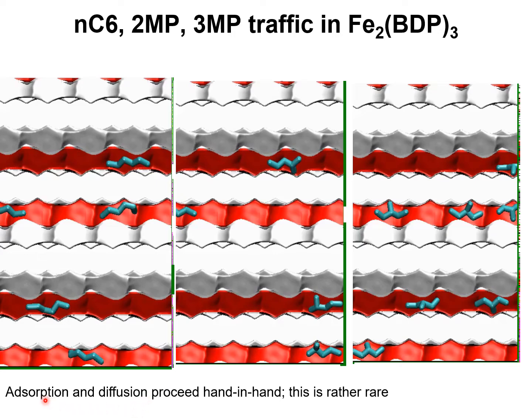A special feature of hexane separation with this morph is that adsorption and diffusion proceed hand in hand, because hexane, which has the highest adsorption strength, also has the highest diffusivity value, and this combination of adsorption and diffusion being synergistic is useful in fixed bed separations.